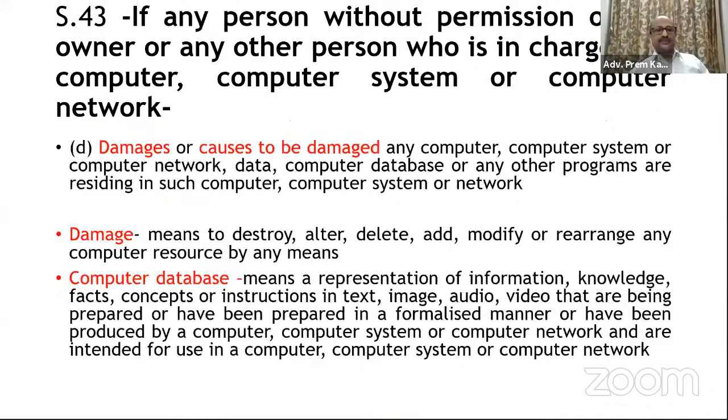Now coming to 43D, it says whoever damages or causes to be damaged any computer system or computer network, data, computer database, or other programs residing in such computer system or computer network commits a crime. So what could be a scenario where we could visualize a 43D? Now damages, as I said, or causes to be damaged, this could happen either with malware or worms or contaminant which has been planted or placed onto your system or any system.